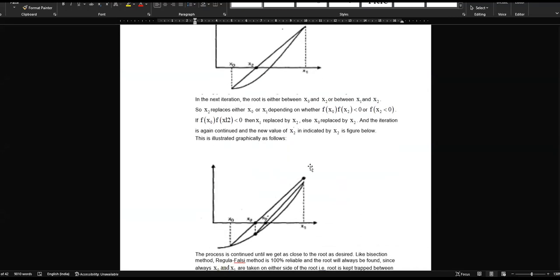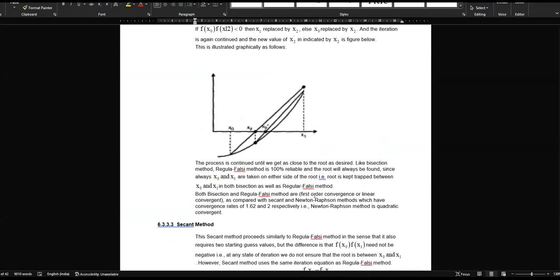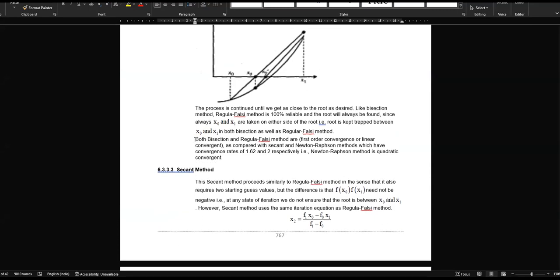Now, like the bisection method, the regular falsi method is 100% reliable and the root will always be found, since x0 and x1 are taken on either side of the root. The root is kept trapped between x0 and x1 in both the bisection and regular falsi methods. Okay. Now both, this is important. I'll anyway clip it for your notes.